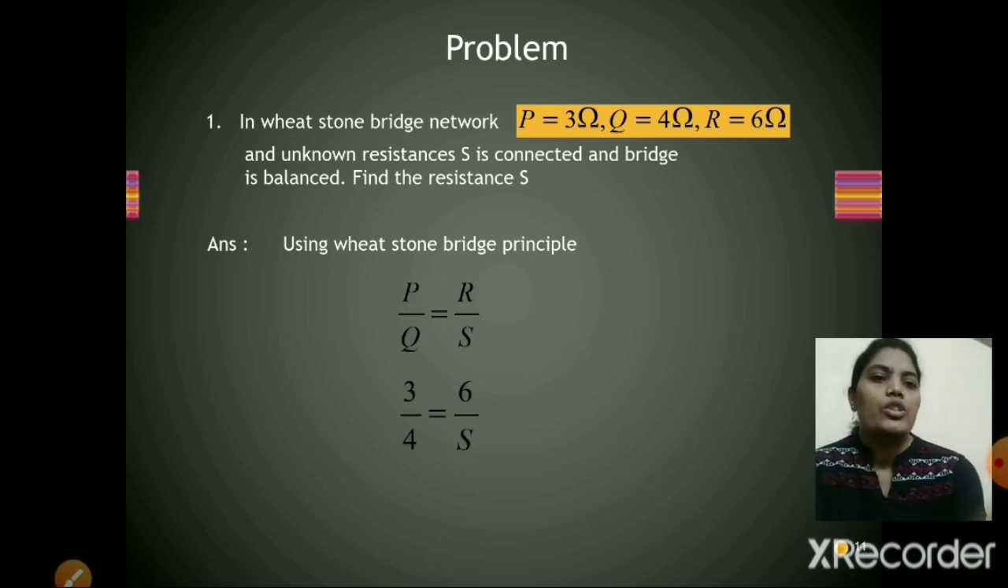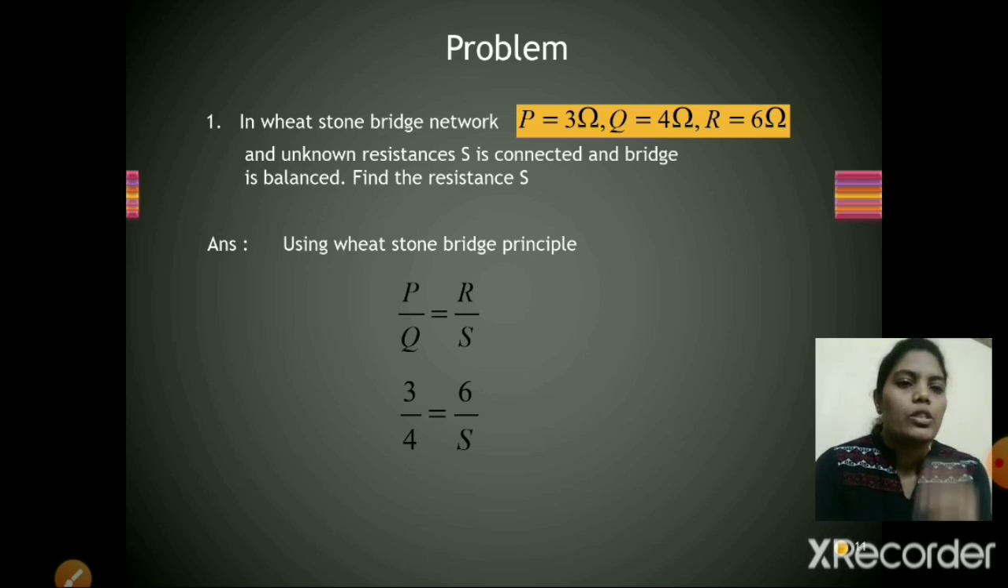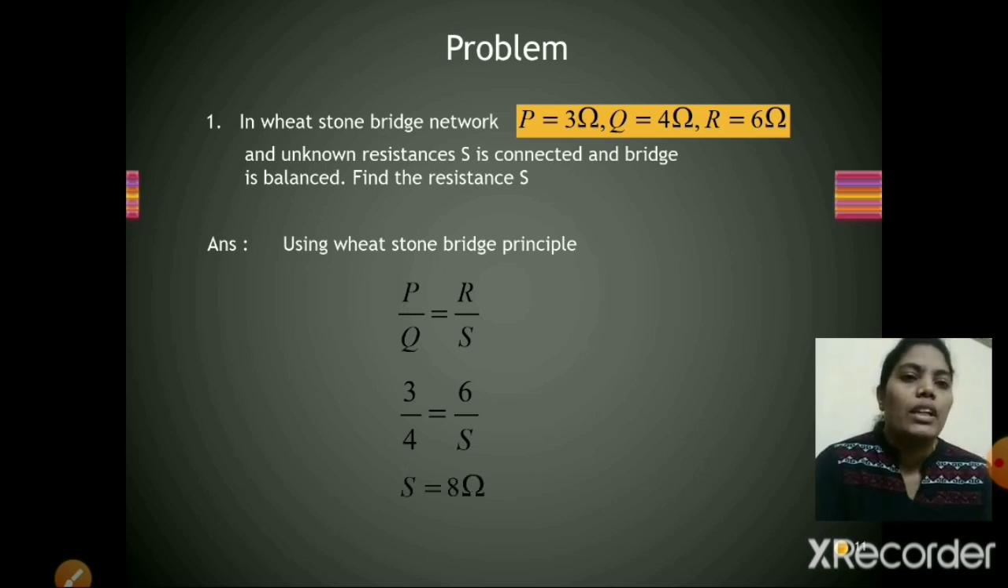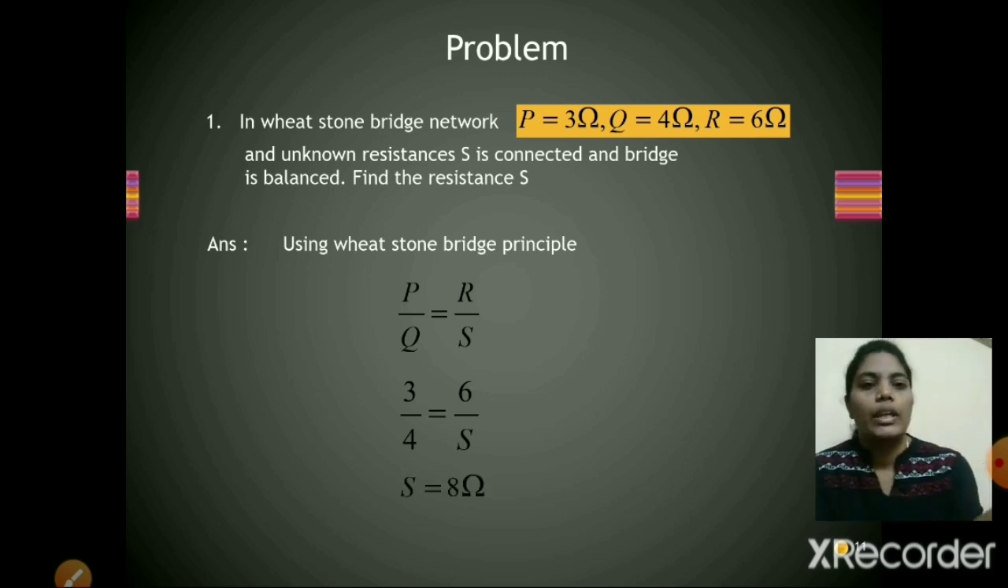Now using the Wheatstone bridge principle, P by Q equals R by S. So substitute the values: 3 by 4 is equal to 6 by S. Cross multiply, we get 24 by 3. So S is equal to 8 ohm.